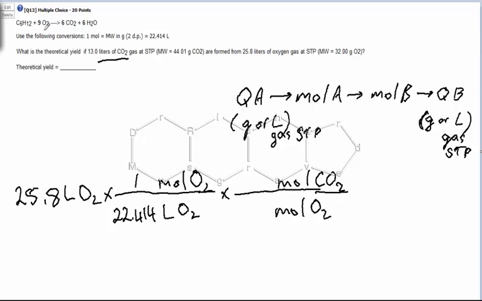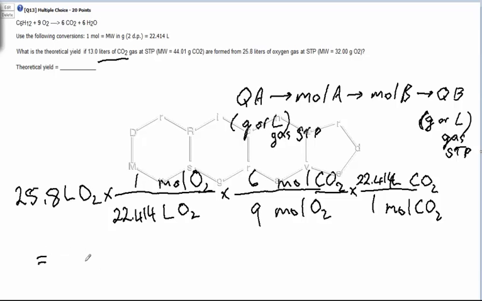The relationship between moles of O2 and moles of CO2: 6 moles CO2, 9 moles O2, 6, 9. Down here we've got times, we know moles CO2 goes on the bottom. And again, remember we're after litres of CO2 as mentioned over here. And that's going to give us 22.414 litres of CO2, 1 mole of CO2. And that's going to end up giving us 17.2 litres of CO2. So this ends up being the theoretical yield of CO2 in this instance.